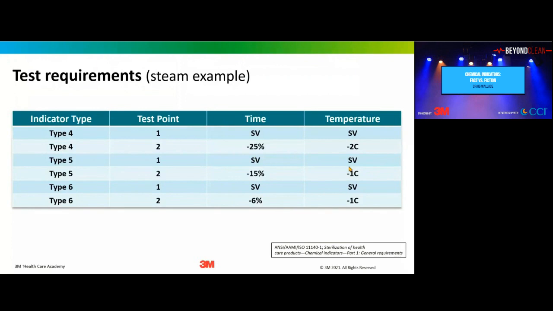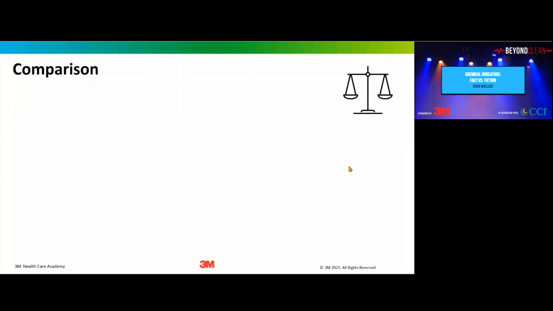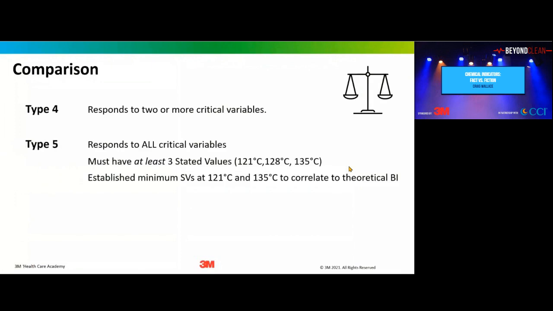So we looked at the terminology and the comparisons. So just look at it this way. The type 4 responds to two or more of the variables. Type 5's got to do all of them. They got to have three stated values for a steam type 5. And those stated values at 121, 135 for steam have specific requirements in the standard, which I won't go into the super detail on that. But bottom line is there are established minimum stated values in the standard that correlate to a theoretical BI. So that's where that relationship is made between the type 5 performance and a calculated BI. So clearly a lot more information than what's in the type 4.